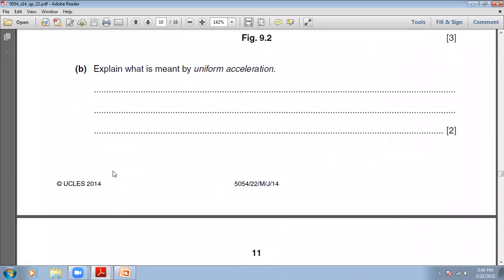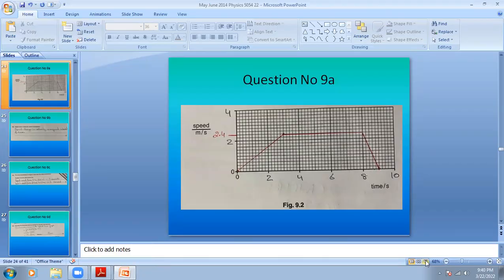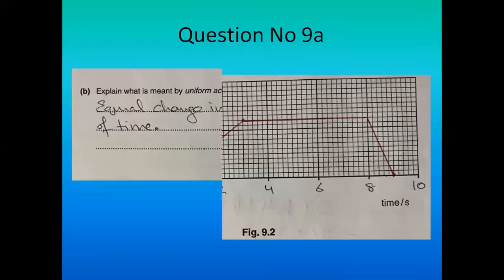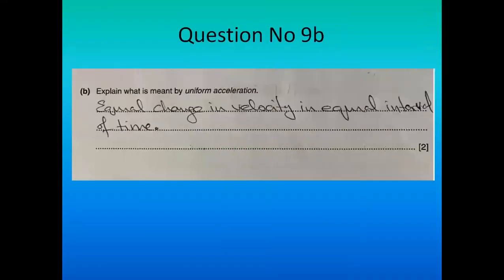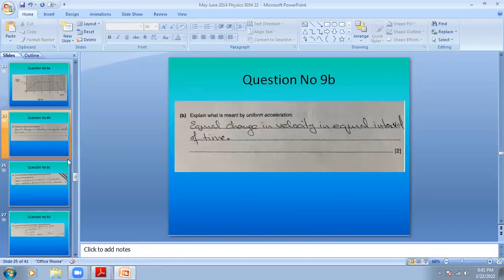Okay, so the next question. Explain what is meant by uniform acceleration. If a body is moving in such a way that there is an equal change in velocity in equal intervals of time, we say the body is moving with uniform acceleration. So let me show you my written answer. Equal change in velocity in equal intervals of time, we say that the body is moving with uniform acceleration.